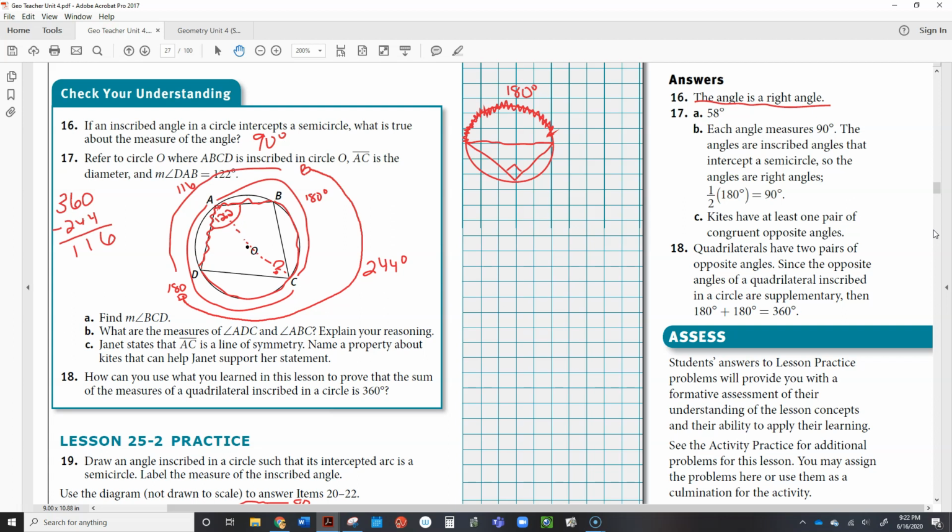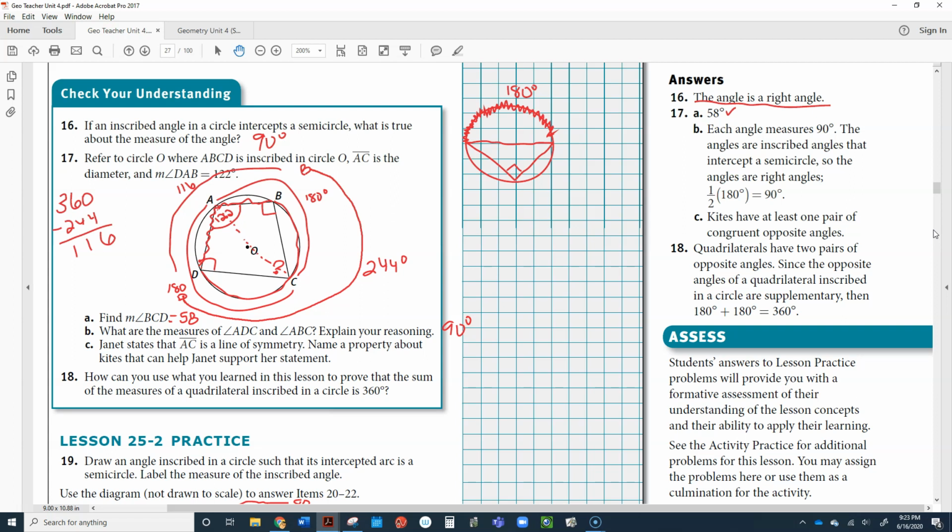So if the arc is 116, then the inscribed angle is half of that arc. So 116 divided by 2, is it 58? Yeah. So this measure right here is 58. And they tell me it's 58 right there. What are the measures of angle ADC? Well, that's 90. Remember, that was a semicircle, so that's 90. This is a semicircle, so that's 90. So explain your reasoning. It's the intercepted arc of a semicircle, so they're 90 degrees.